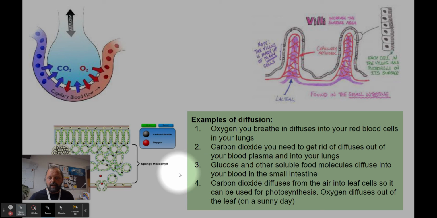When you eat food and digest it, glucose, amino acids, fatty acids, for example, will diffuse from where there's a higher concentration of them in your small intestine through the wall of your intestine and into your blood. And we know that on a sunny day, overall, carbon dioxide will be diffusing into leaf cells so they can do photosynthesis. They'll be making oxygen, and the oxygen will diffuse out of the cells and back into the air.